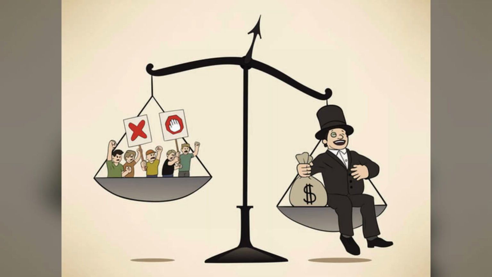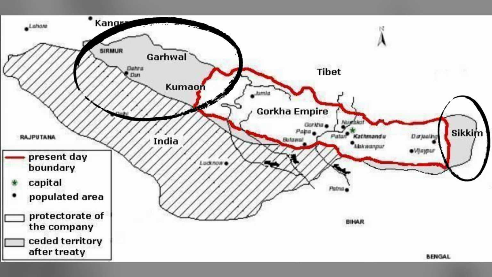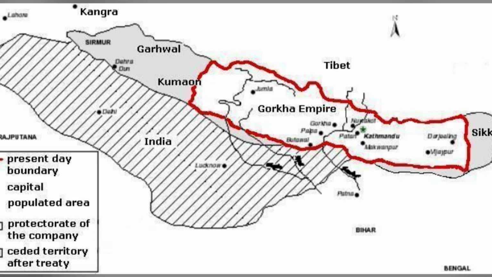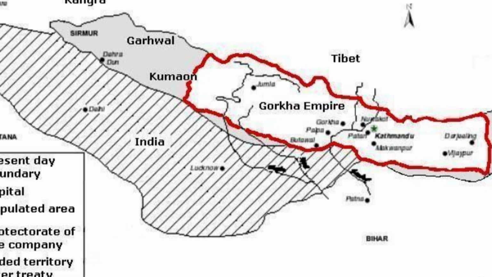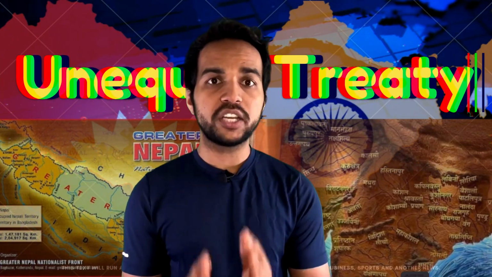However, the treaty was considered unequal because it heavily favored the British side. Nepal had to surrender almost one-third of its territories in the east, south and west. In an equal treaty, both sides usually benefit to some extent. But in the case of the Sugauli Treaty, Nepal suffered significant losses while British India gained a large territorial advantage. This is why the Sugauli Treaty is often referred to as an unequal treaty.